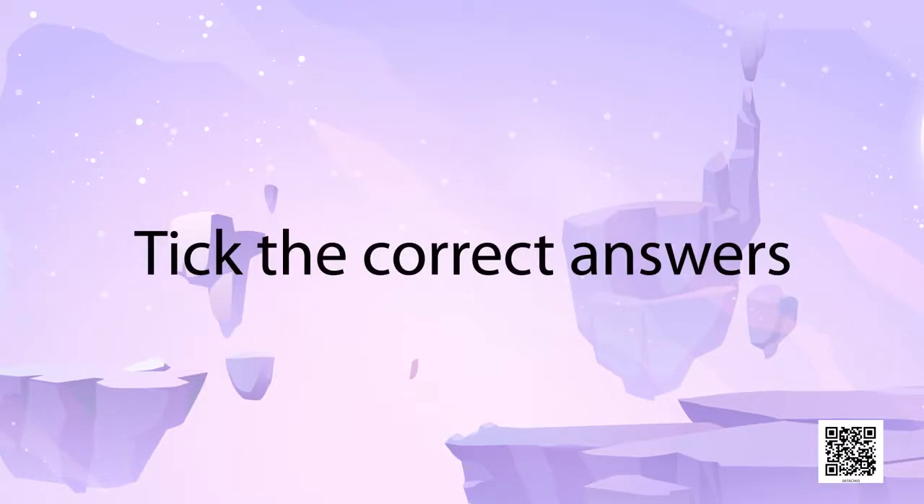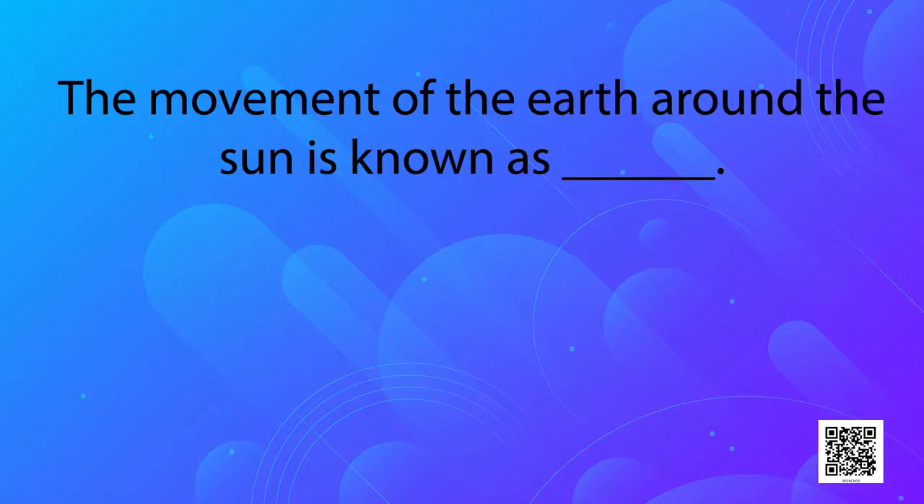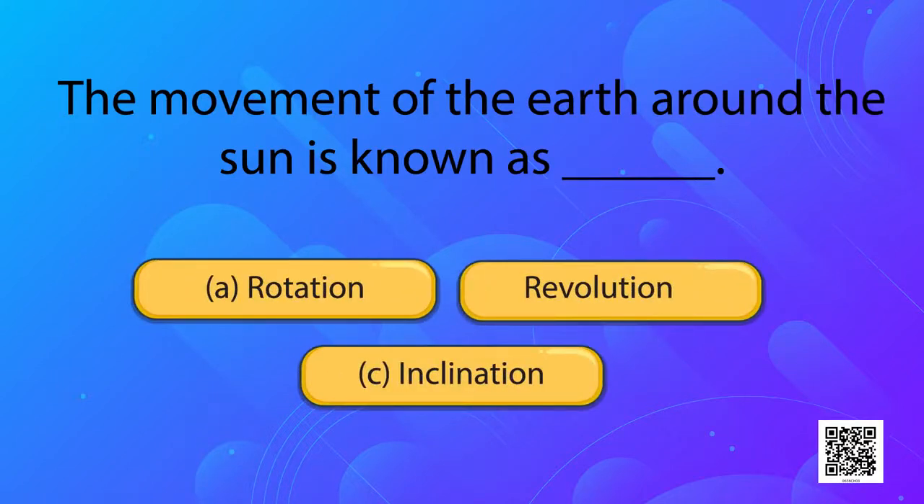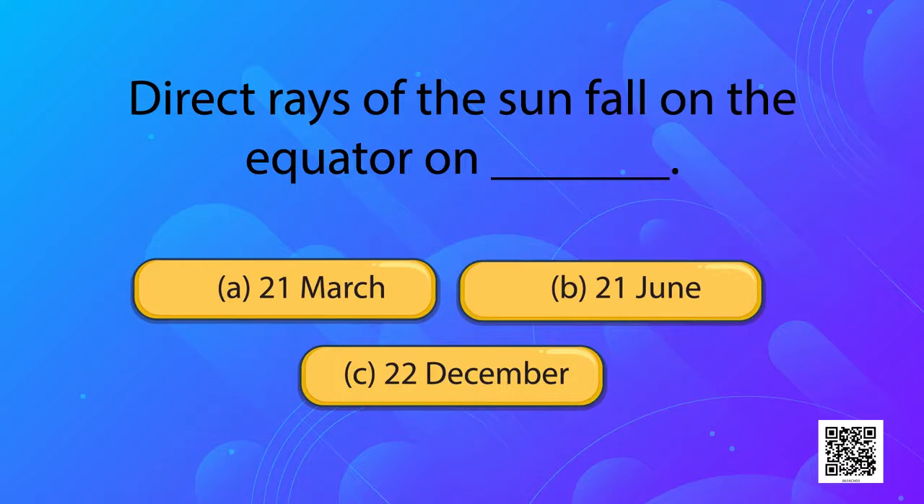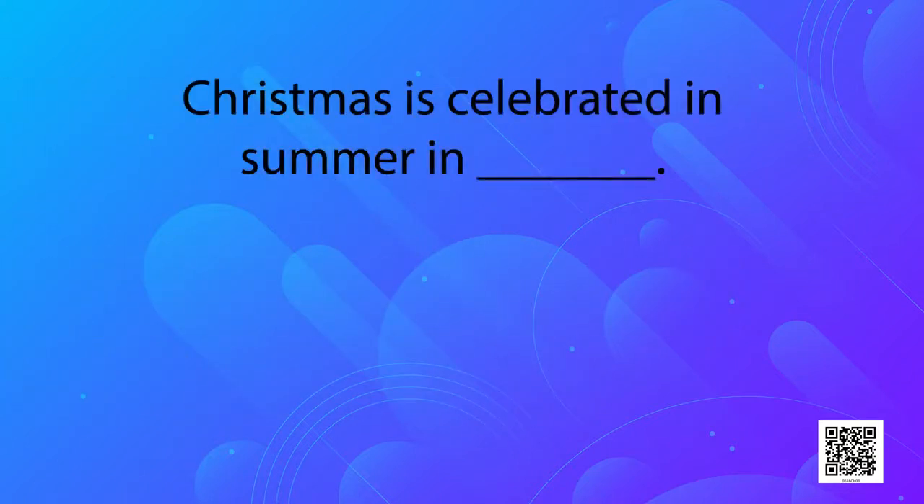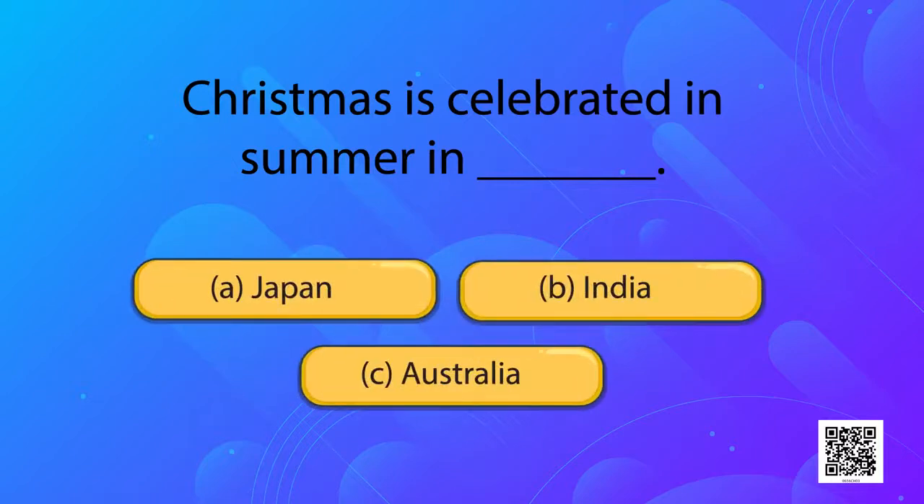Tick the correct answer. Question number 1. The movement of the earth around the sun is known as: option A, rotation; B, revolution; C, inclination. The right answer is option B, revolution. Question number 2. Direct rays of the sun fall on the equator on: option A, 21st March; B, 21st June; C, 22nd December. The right option is A, 21st March. It is known as equinox. Question number 3. Christmas is celebrated in summer in: option A, Japan; B, India; C, Australia. The right answer is option C, Australia, as it lies in the southern hemisphere.